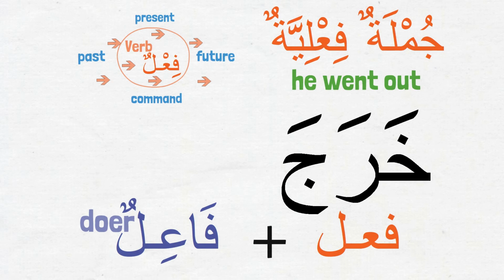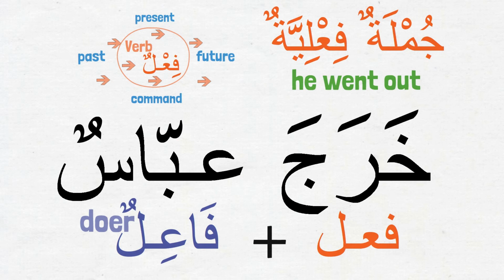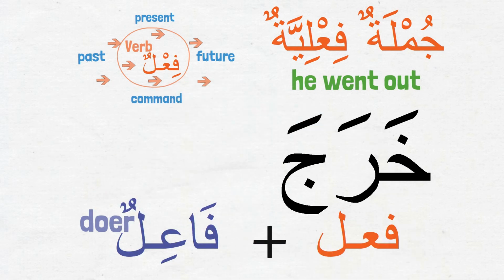So if we really want to be explicit about it, we could have said kharaja Abbasun. Do you see where the fa'il Abbasun appeared? It is coming after the fi'al. But here, because we know whom we are referring to, we can keep the verb kharaja by itself that has hidden huwa, which is referring to Abbasun. So the fa'il of kharaja in this sentence is hidden huwa.